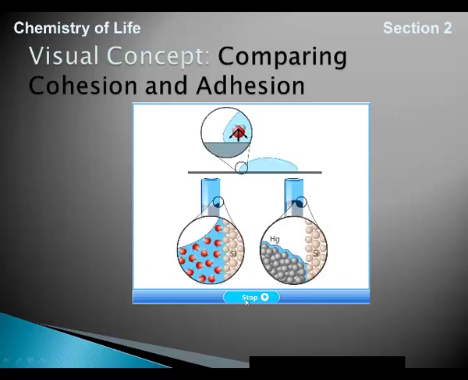A meniscus is an example of a situation when adhesion and cohesion are competing. When adhesion is stronger than cohesion, a positive meniscus occurs, such as with water in a graduated cylinder. When cohesion is stronger than adhesion, there is a negative meniscus, such as mercury in a graduated cylinder. So that concludes the properties of water. We're now going to get into solutions.